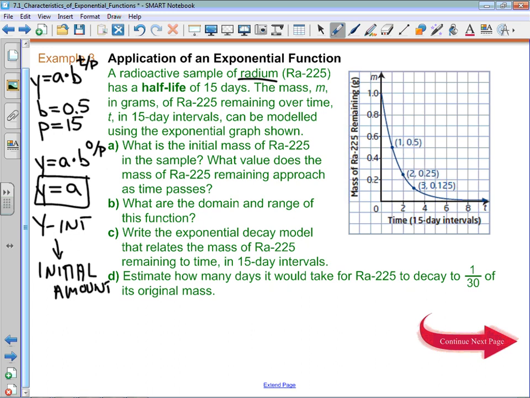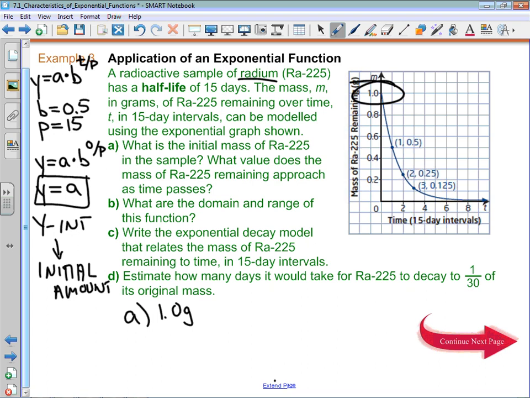All right, part A asks us for the initial mass of the radium-225. We can just track over to the graph, and we see for part A that initially we have 1.0 grams of radium-225. And then it says, what value does the mass of radium-225 remaining approach as time passes? That's essentially a shout out to the horizontal asymptote.